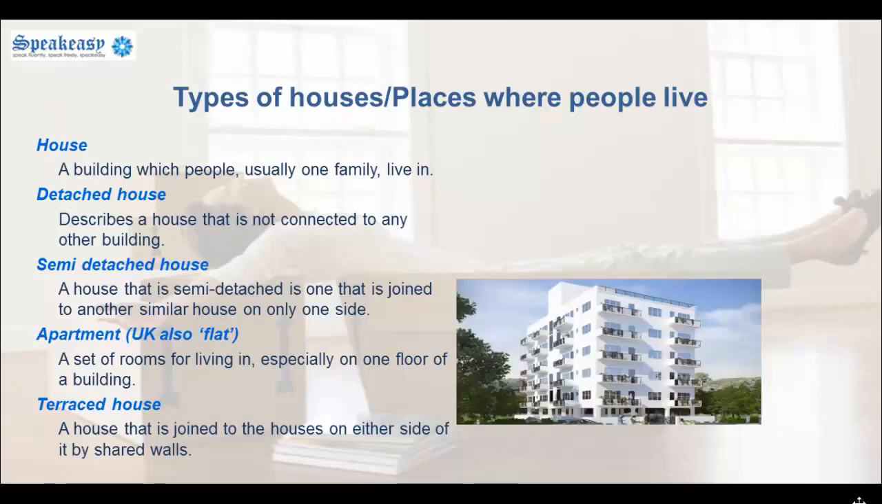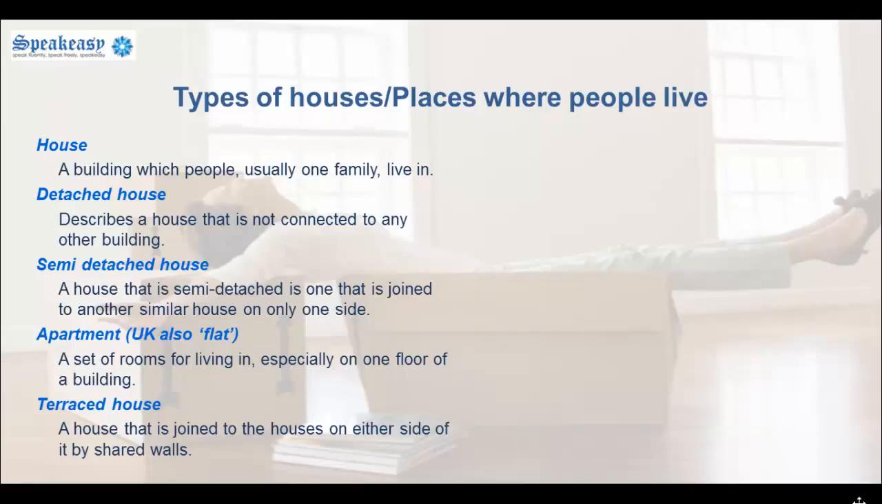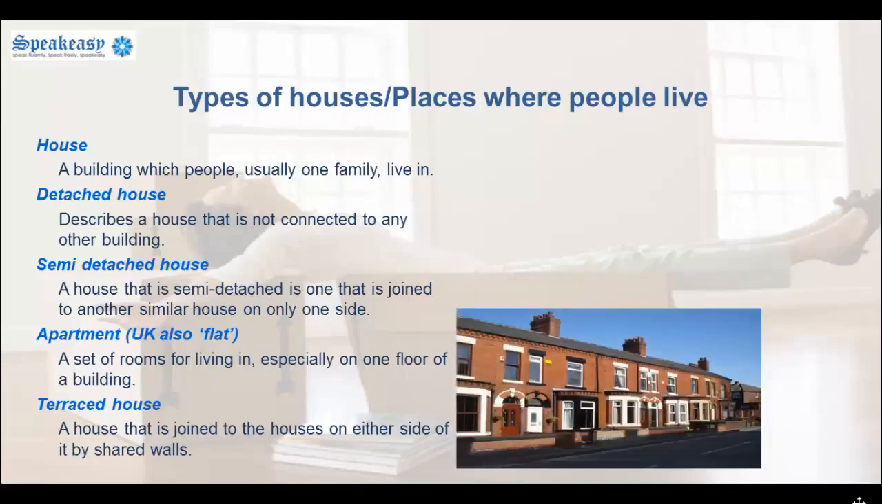An apartment, also referred to as a flat in the UK, is a set of rooms for living in, especially on one floor of a building. A terraced house is a house that's joined to the neighbouring houses on either side.